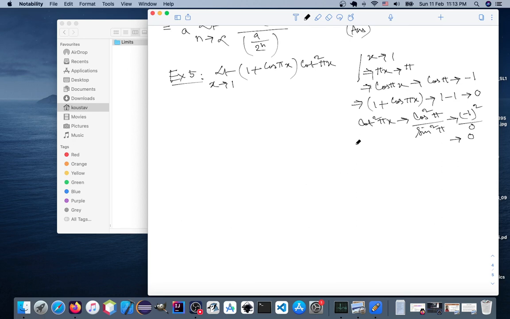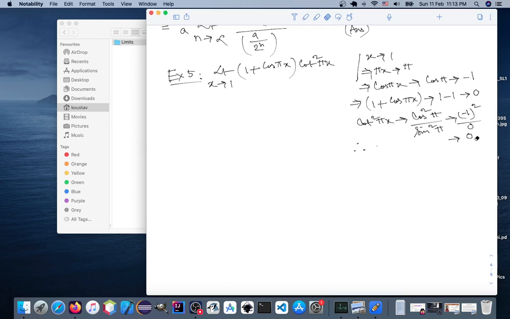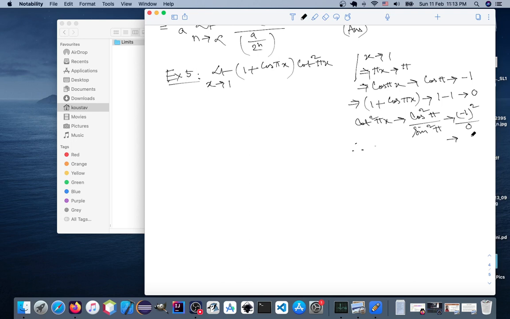So we see this is of the form 1 plus cos pi x tending to 0. Oh, cot square pi x, this will tend to infinity, 1 square by 0. So this will tend to infinity. So the form is 0 into infinity. Now we have to transform this into 0 by 0 or infinity by infinity form.